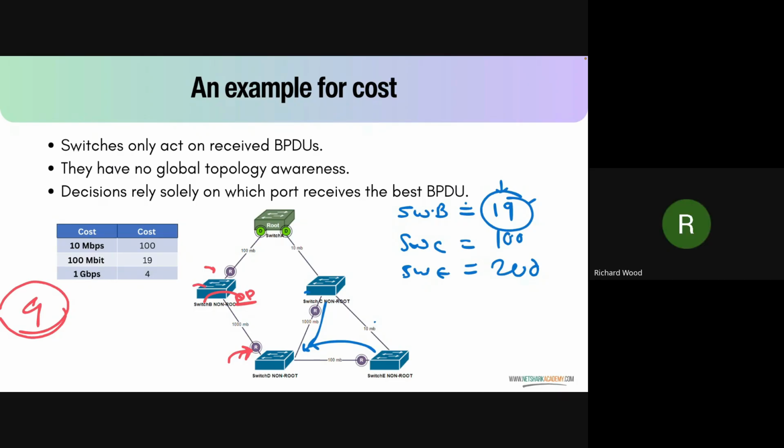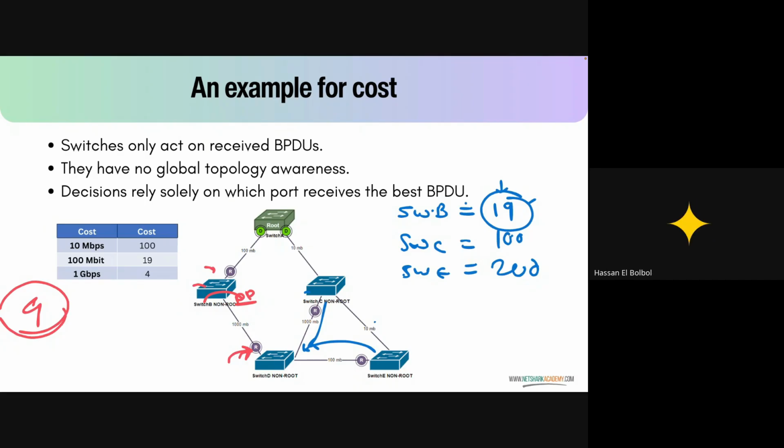But also take into account that switch C has a 10 MB link towards the root. Yeah, that's right. Switch B has a 100 MB link to the root, and they will have different cost values, and that's also a key factor in this election process. Yeah, that's the main reason actually.